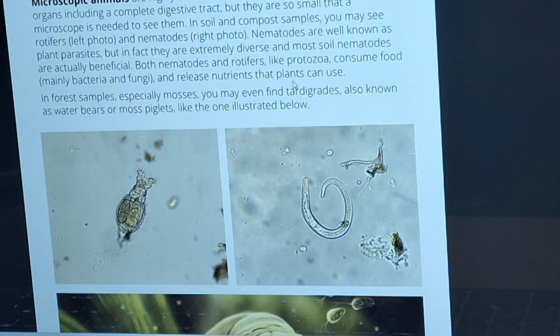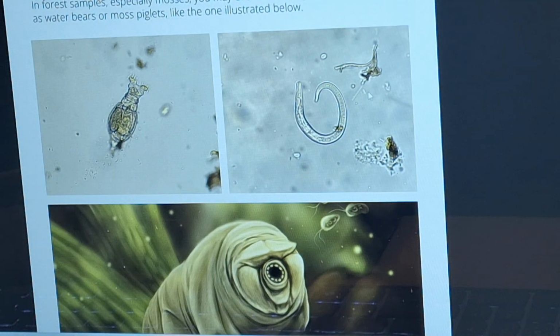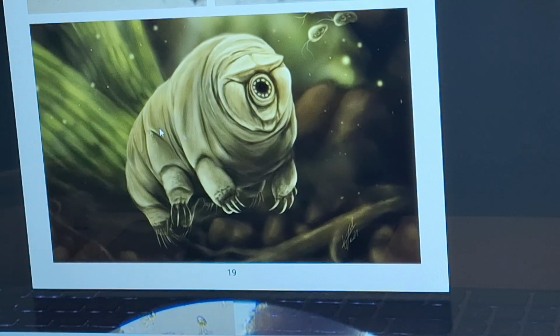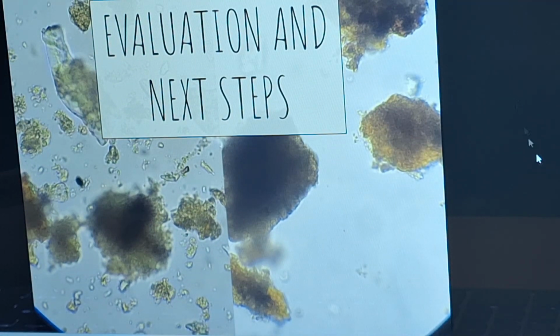Above that is microscopic animals. And this is where we're going to see a lot of nematodes. We may see a rotifer. I don't think we'll see a water bear in here. So let's go and we'll have a look now.